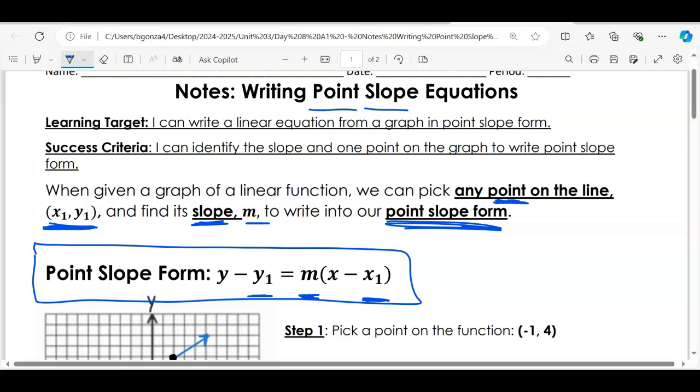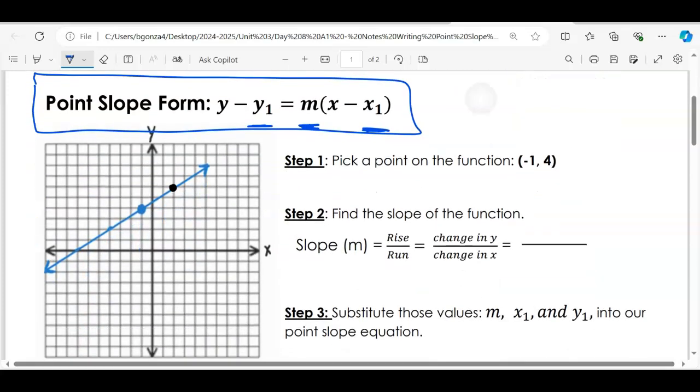Cool. So let's look at these steps. Step 1, when I have a graph, you see those 2 points on there? You want to pick a point. Now, I always pick the one on the left, so might as well keep going with that. So I'm going to pick this one. What is that point? -1, 4. Now, that's my point. That's my x1 and my y1.